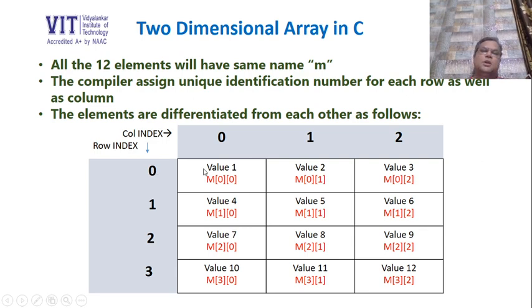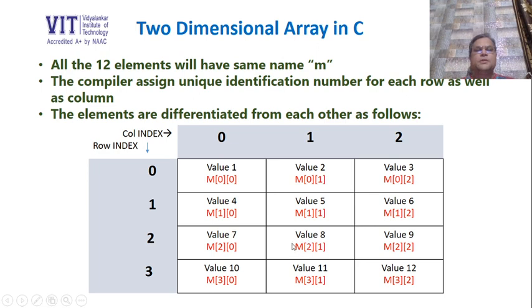Similarly, every column will also have a unique identification number. The first column will have unique identification number 0, the second column will have 1, and the last column, third column, will have 2. Then how will the value 1 or element 1 be differentiated from value 2? The value 1 will be identified by using the array name, that is m, the row index number in the first bracket, that is 0, and the column index number in the second square bracket, that is 0. How to identify value 8?